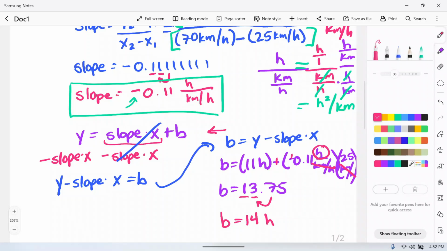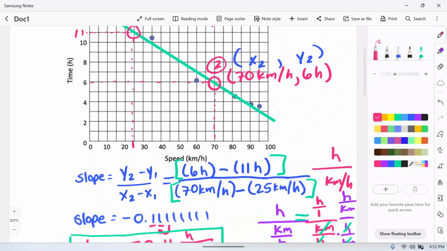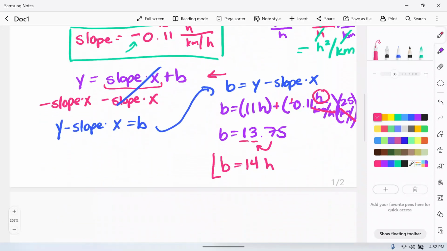So we get 14 hours. And if we go back up here to our graph, we can see that that y-intercept is really, really close to 14. It's not quite 14. It's a little bit less, but with significant figures, it comes out to about 14. So now I have a slope and I have a y-intercept.